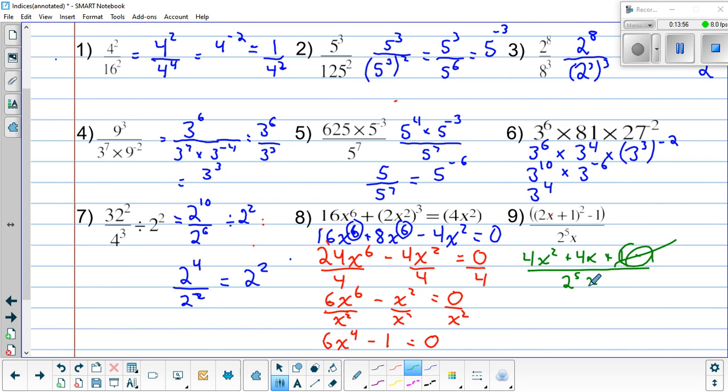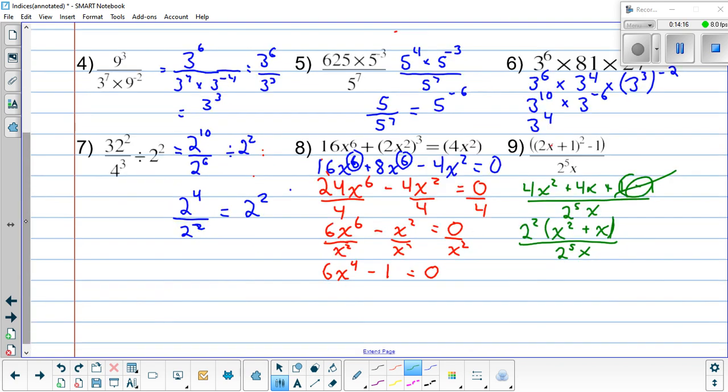So what can we do? We can write these all in with the base of 2. So we're going to write 2 squared and x squared plus x divided by, and yes, I factored that at the same time. So noticing, I can subtract those and I get 2 to the minus 3.